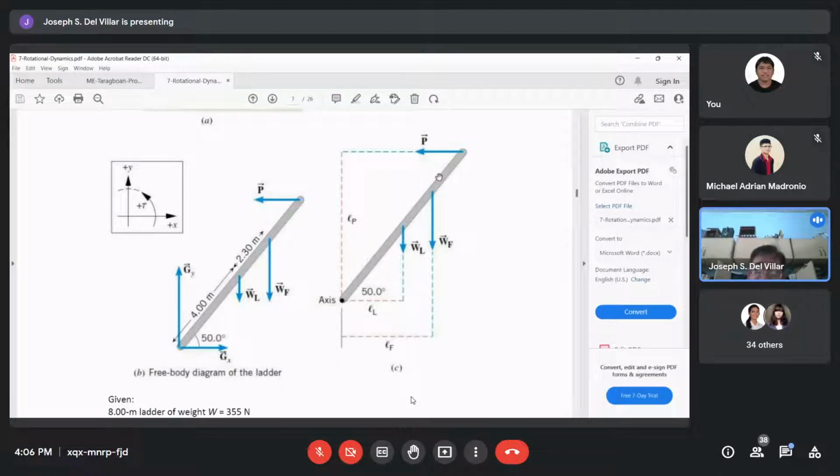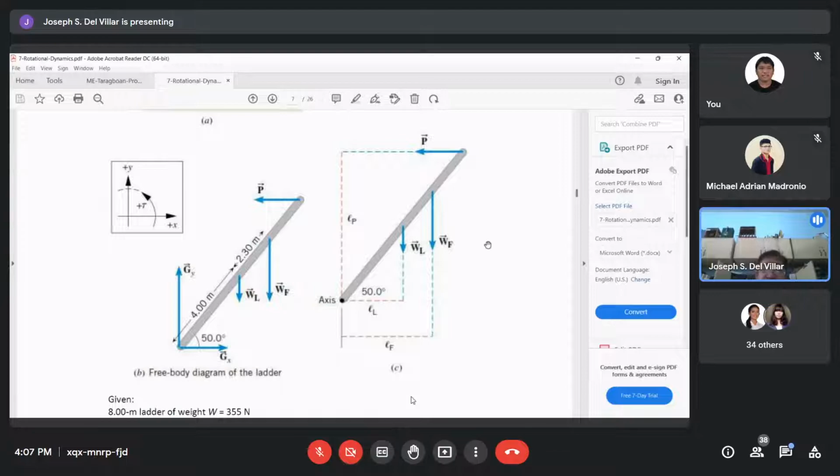What about the force P? Saan ang kanyang lever arm? Okay, we extend the force up to here and then we drop a perpendicular line, itong mahabang dotted line brown, intersecting the axis of rotation. So this dotted line, itong red or brown, is perpendicular to the line of action of the force P. So ito ang kanyang lever arm, L sub P.